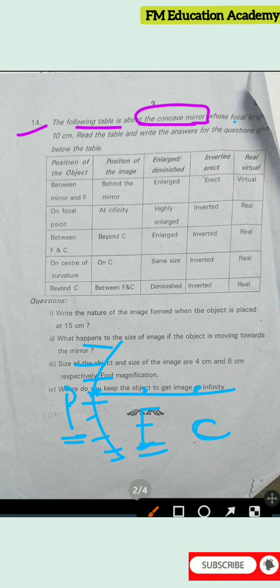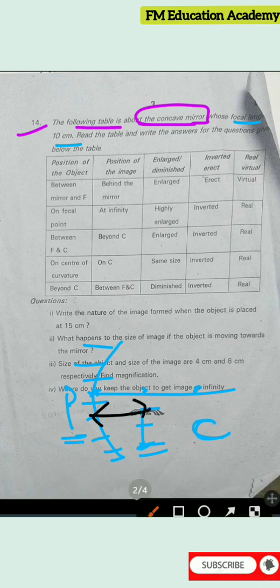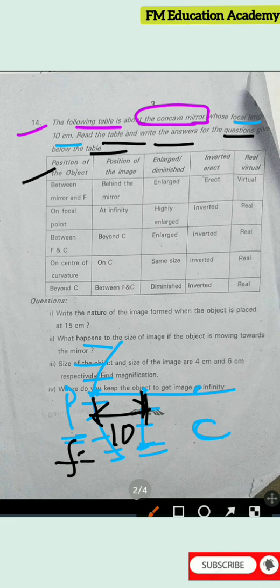Pole, focal point or focus, and center of curvature. Okay. So focal length of the mirror is given as 10 centimeter. You know what is focal length? Focal length means the distance between the focal point and the pole is called as focal length. So focal length is given as 10 centimeter. Now it told us to read the table and write the answers for the questions given below. Position of the object is given to us, position of the image is given to us, enlarged and diminished is given, inverted, erect, real, virtual. This table is also there in your textbook. But you need to study this and different questions are asked that you have to answer.